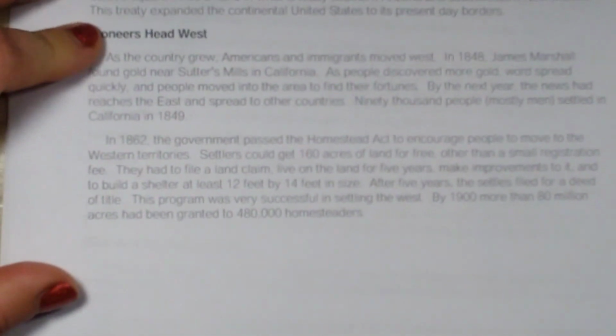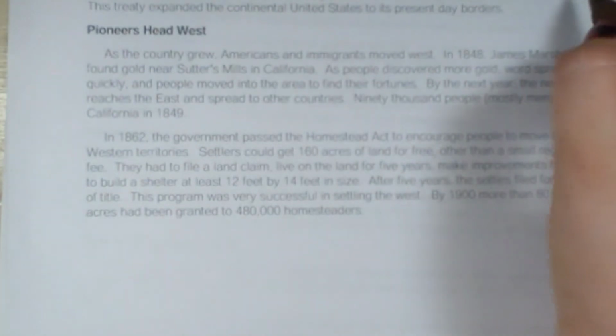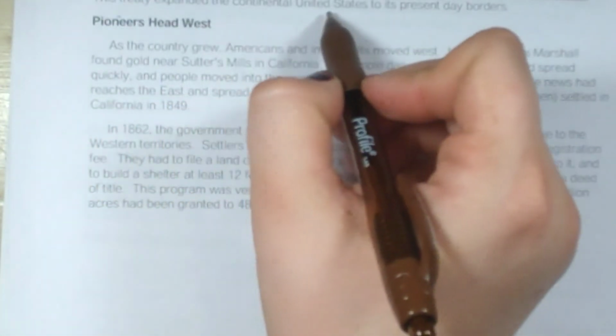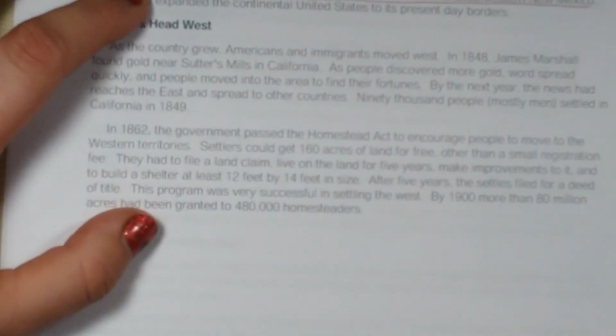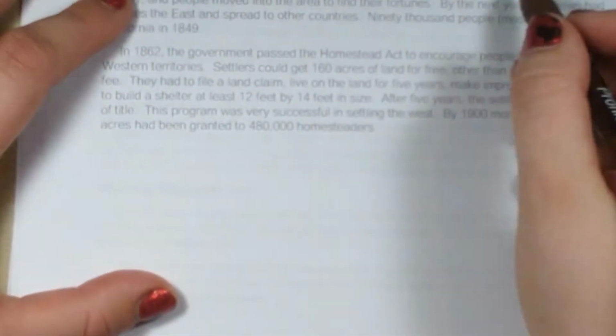Pioneers head west. In 1854, the United States signed the Gadsden Purchase, giving Mexico $10 million for 30,000 square miles of land, which is southern Arizona and southwestern New Mexico today. The treaty expanded the continental United States to its present-day borders. So by 1854, our country had the current borders that it has now. As the country grew, Americans and immigrants moved west.